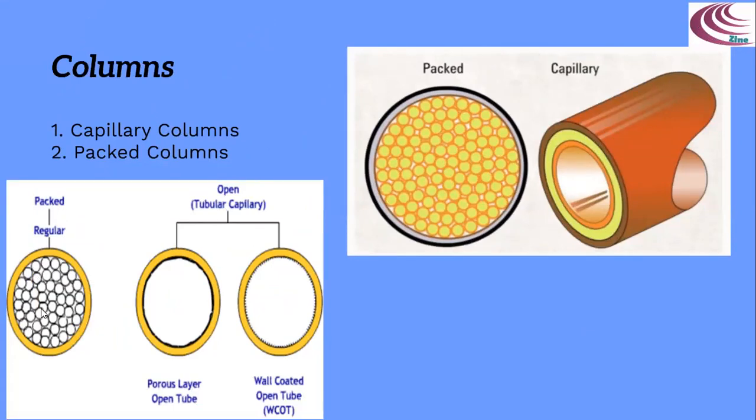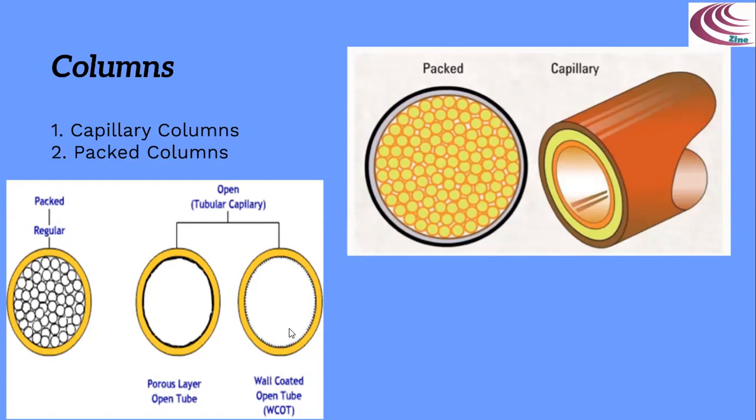So this is a regular packing. Then open tubular capillary. There are two types, that is porous layer open tube column, and another is wall coated. This is a wall coated open tube column.